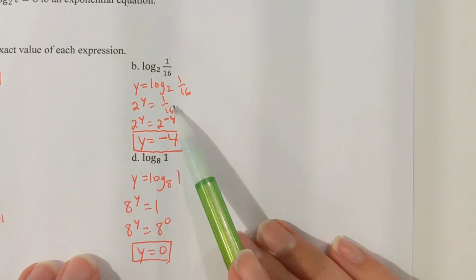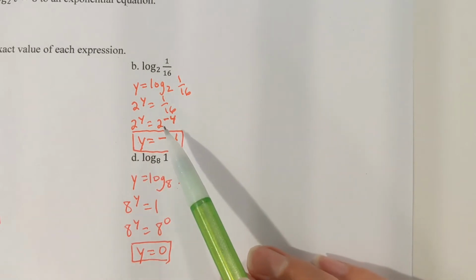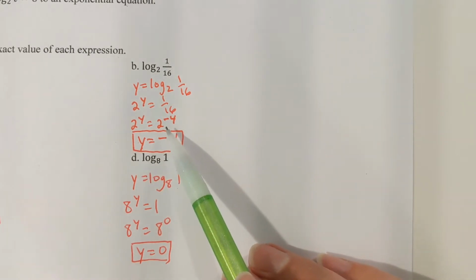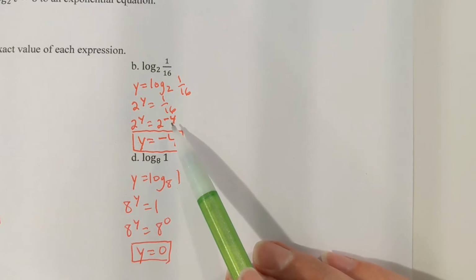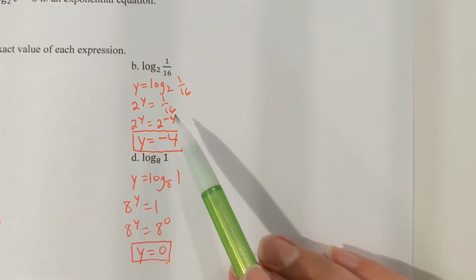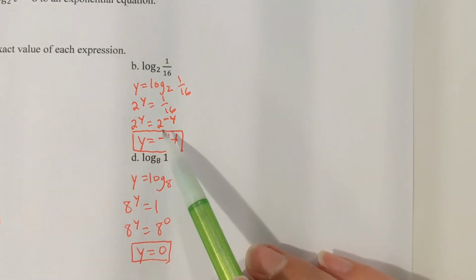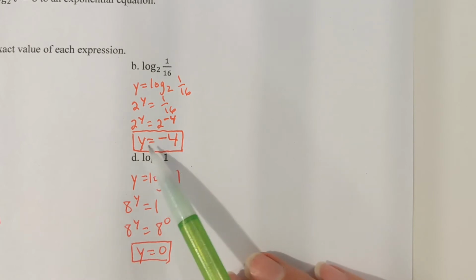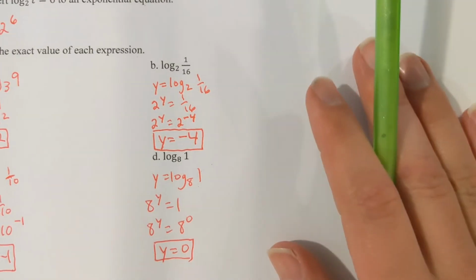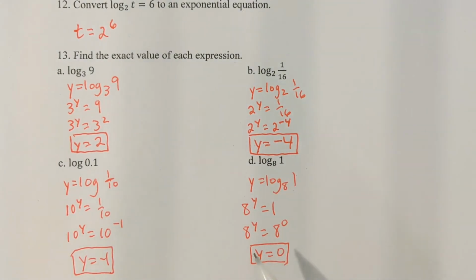And again, we want to try to get the same base. We can do that. We can get base 2 on both sides. 2 to the negative 4th, that'd be the same as 1 over 2 to the 4th, or 1 over 16. So where I see the 1/16th, I'll rewrite that with 2 to the negative 4th. I've got base 2 on both sides. I can remove the 2's and set the powers equal. And so I've got y equals negative 4. So log base 2 of 1/16th is equal to negative 4.